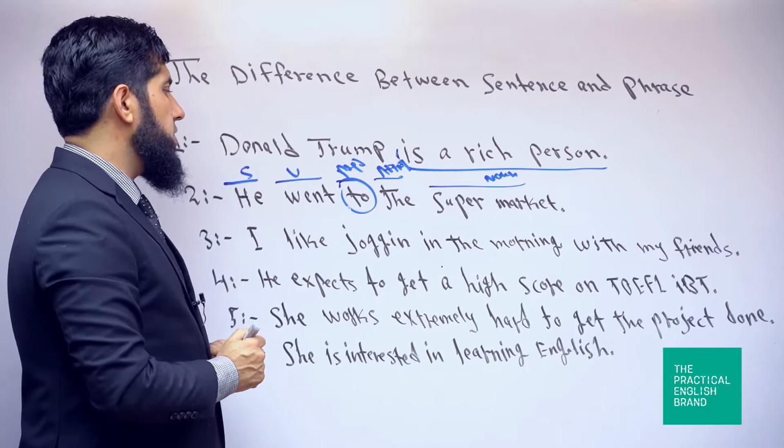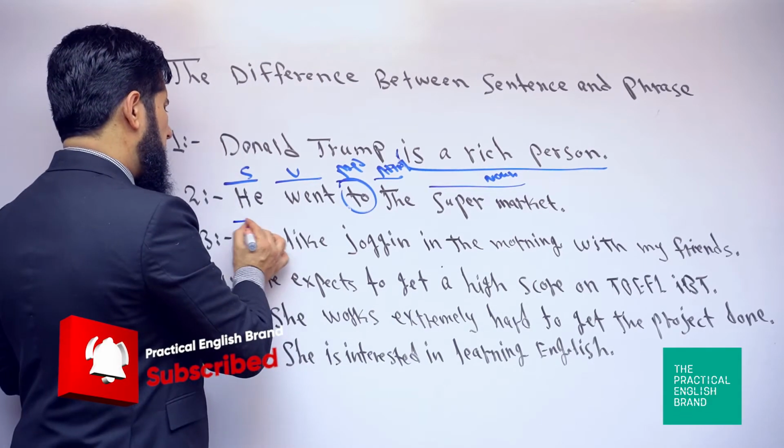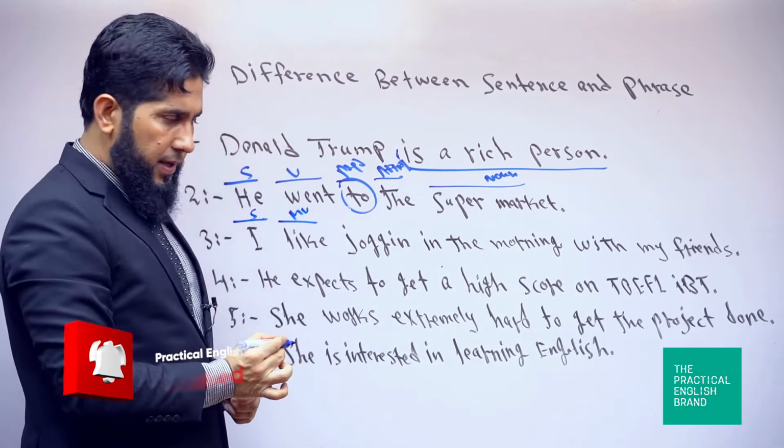Number 3, I like jogging in the morning with my friends. Now, we have the subject over here, I, and we have the main verb, like.